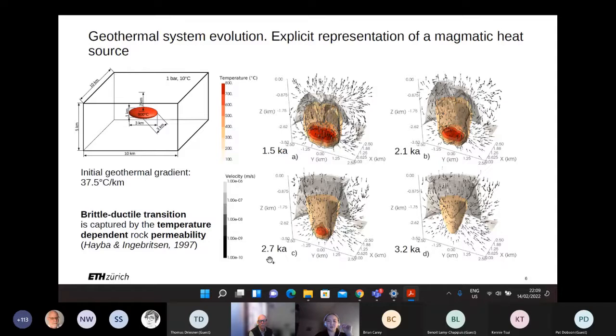And after 2.7 thousand years after the intrusion, the geothermal system has fully evolved, and the boiling extends all the way from the surface down to the intrusion. And after 3.2 thousand years, the system is in its waning stage. So the magma chamber is completely crystallized, but there is still boiling in the first 1 kilometer and underlain by the single phase fluid. So in the next two slides, I will show some 2D slices through this 3D model.